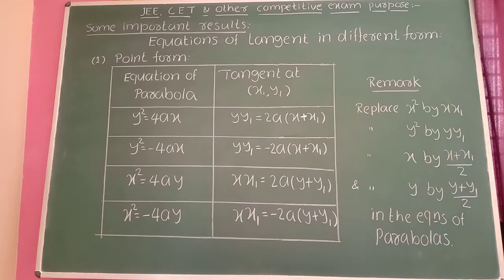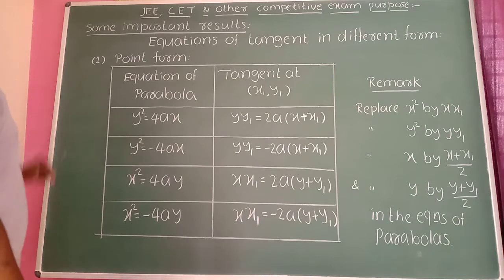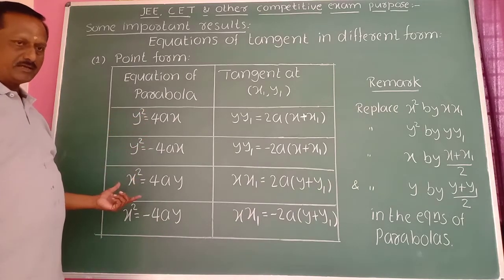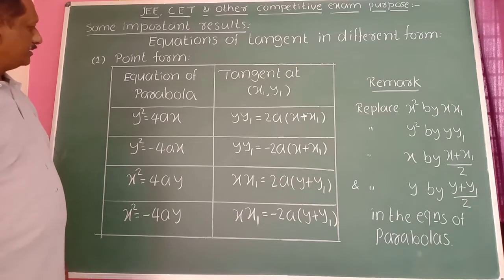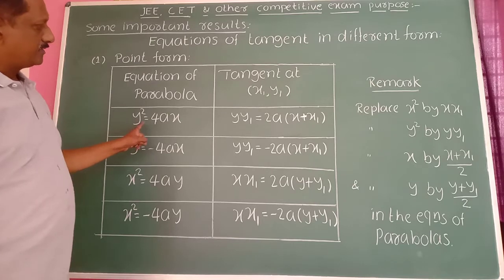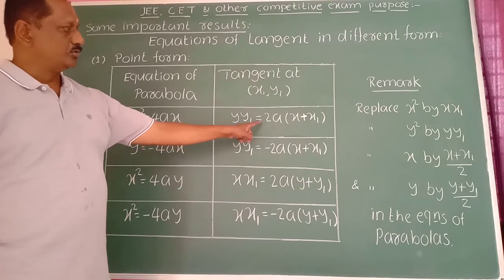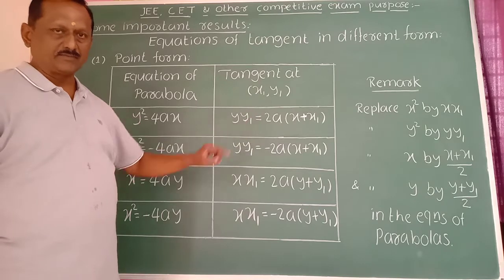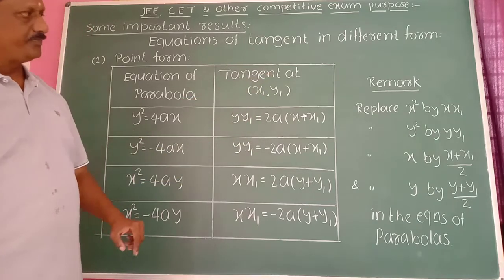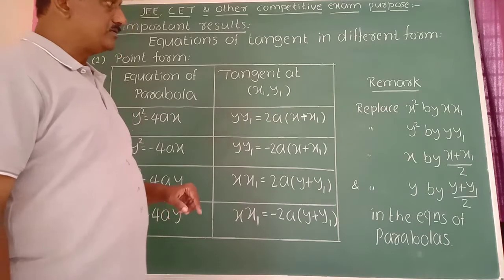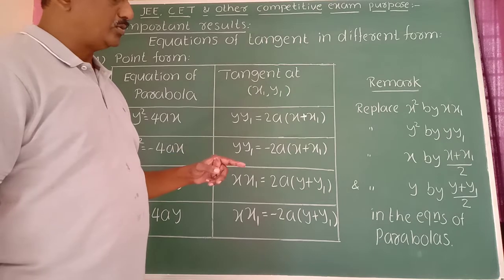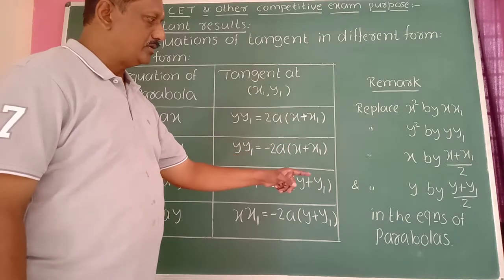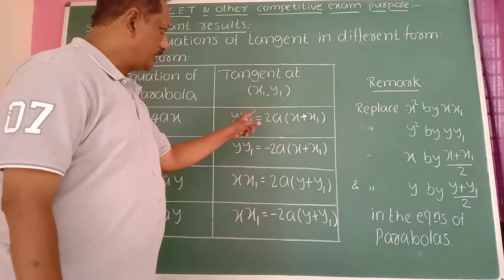So next, equations of tangent to the different forms here. First, the point form. These are equations of parabolas and these are equations of tangent at (x1, y1) here. For this parabola, equation of tangent is y y1 is equal to 2a into x plus x1. This is a formula. So just observe that remark. Replace x square by x x1, y square by y y1, x by (x plus x1) divided by 2 and y by (y plus y1) upon 2 in the equation of parabola. We get these equations of tangent here.